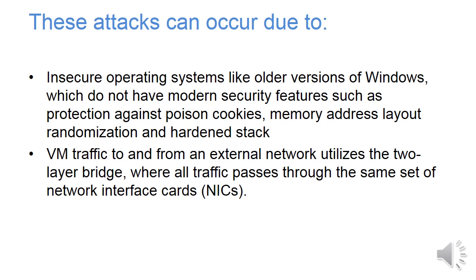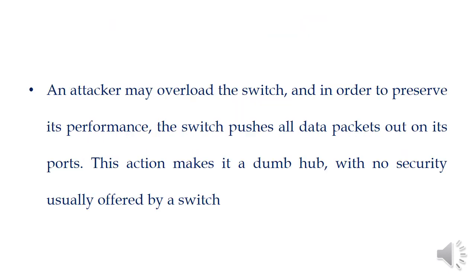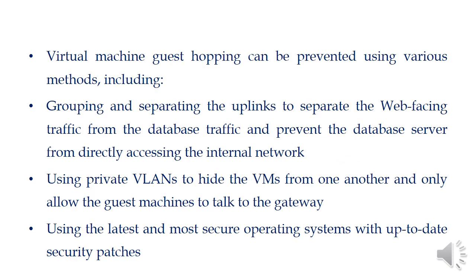VM traffic to and from an external network utilizes a two-layer bridge where all traffic passes through the same set of network interface points. An attacker may overload the switch, and in order to preserve its performance, the switch pushes all data packets out on its ports. This action makes it a dumb hub, with none of the security usually offered by a switch.